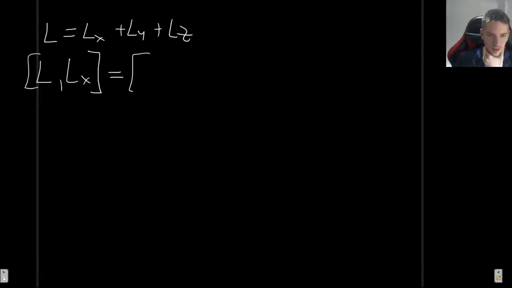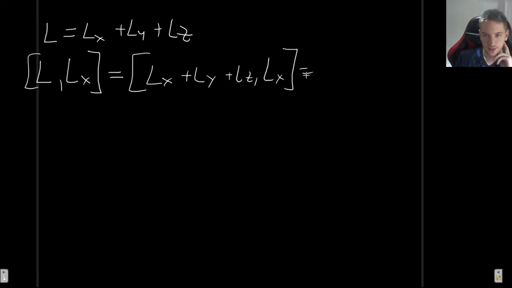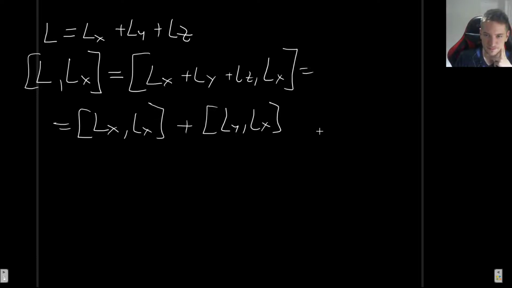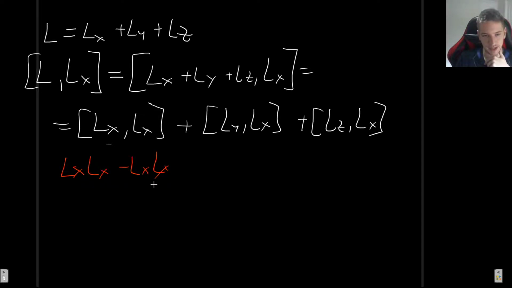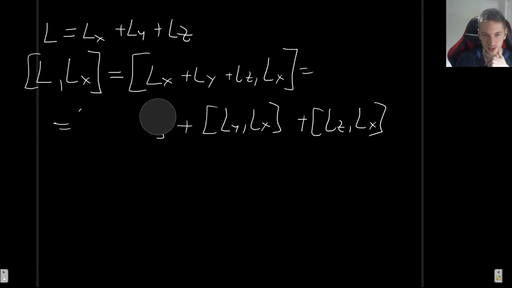Okay, back to this. Let's now write for L this form. So we get Lx, and going one step too far, Ly plus Lz, comma Lx. And because of the properties of the commutators that we discussed in a previous video, we know we can separate this into three different commutators, which is going to be Lx, Lx; Ly, Lx; and Lz, Lx. Okay, so now remember, every operator commutes with itself, because this right here is just Lx Lx minus Lx Lx. So that's just 0. So this first part right here is just 0.